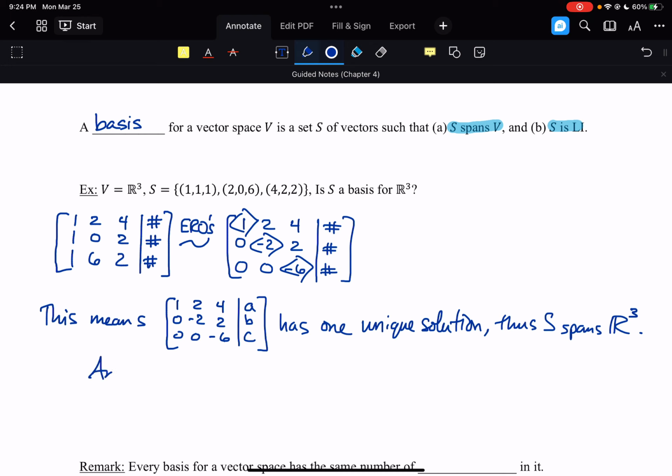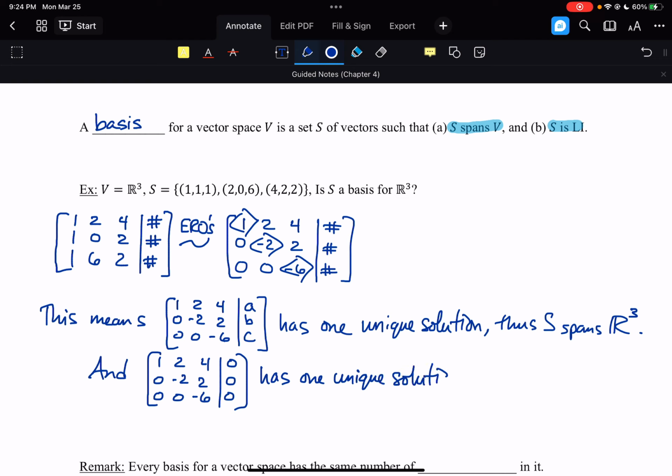And if we were to test this set for linear independence, we would get the same outcome, but with all zeros in that augmented column. And this would give us one unique solution, right? 0 equals 0 equals 0 for C1, C2, and C3 in the linear combination. So this has one unique solution. Thus, S is LI. So therefore, S is a basis for R3.